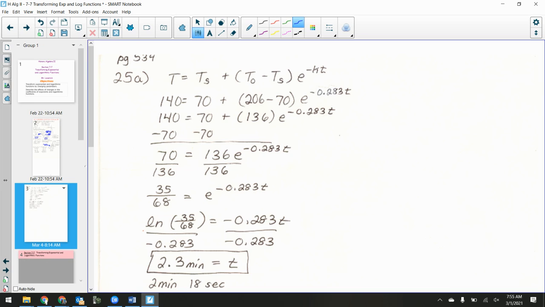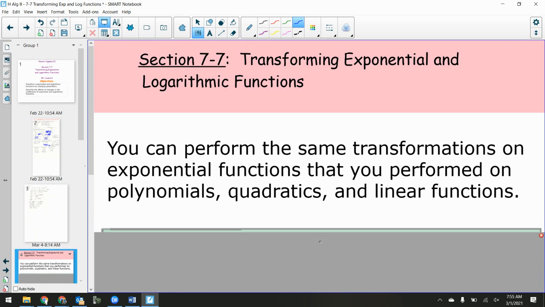And then section 7.8 is just running regressions with these things, which again, we've been doing the entire year. So all we're doing now is applying what we know from earlier to what we've learned this chapter. We can perform the same transformations on exponential functions that we performed on polynomials, quadratics, and linears. And in my opinion, these transformations are way easier than working with polynomials. The last new function that we learned was polynomials.